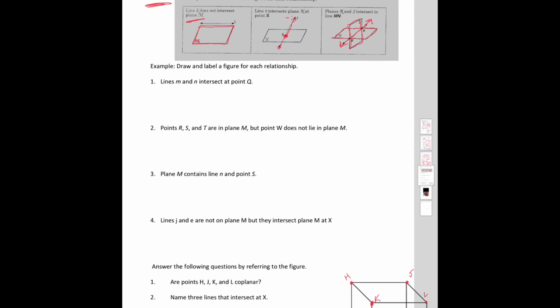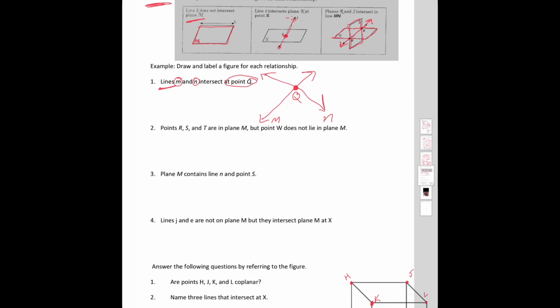So let's do these. Here we have lines M and N intersecting at point Q. That means I need two lines, one's M and one's N, and they're intersecting at a point Q. So here's my line M. Here's my line N. Now, they intersected here at some point, and again, the point that it's intersecting is Q. So we drew what we needed to for this situation.